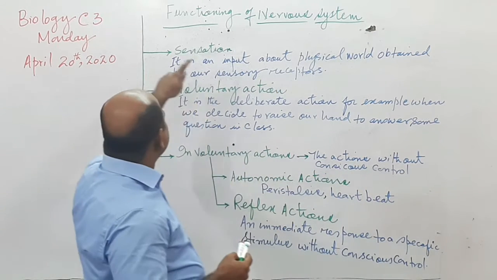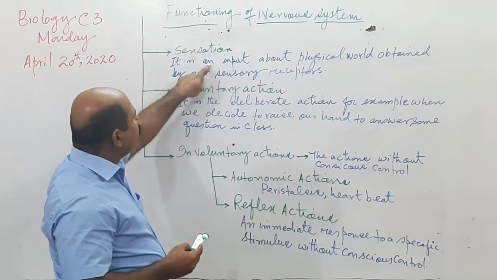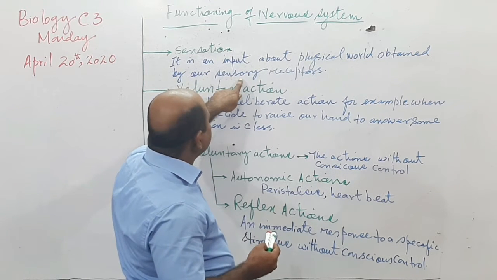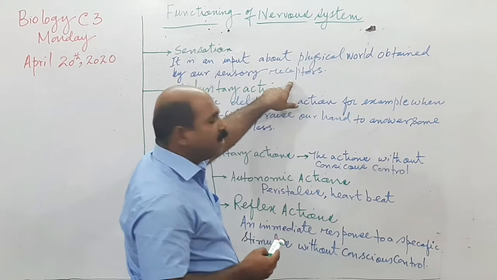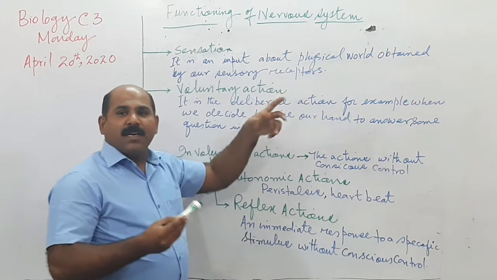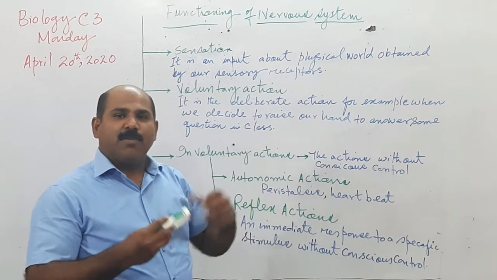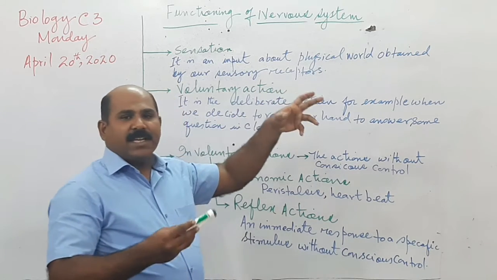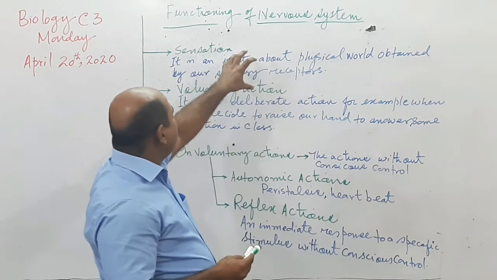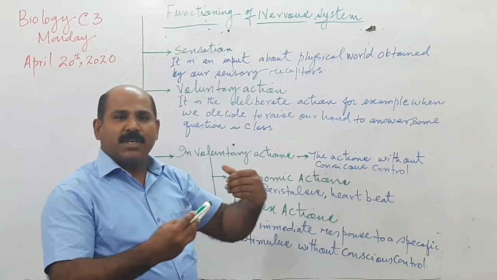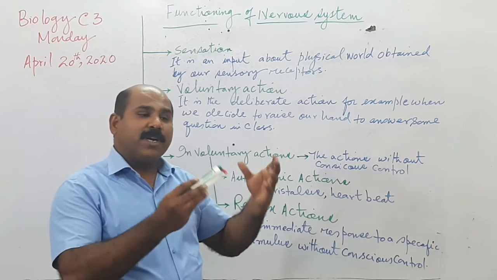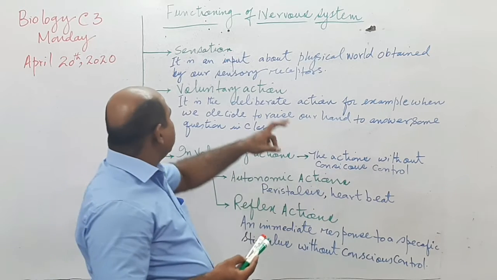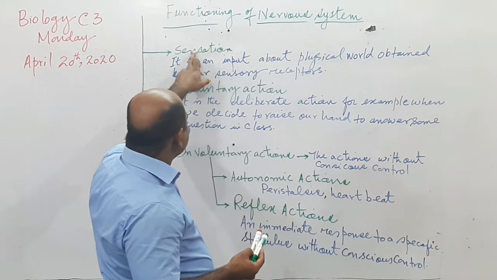First of all, the sensation. Sensation is an input about the physical world obtained by our sensory receptors. We have 5 different receptors, these receptors are the eye, ear, all our 5 senses. So whatever information we are getting from the world with the help of sensory organs is known as sensation.